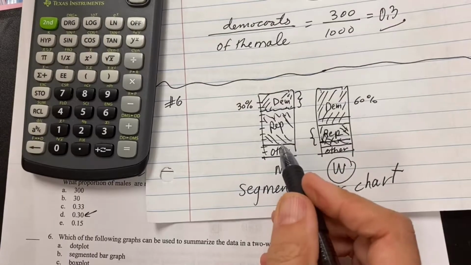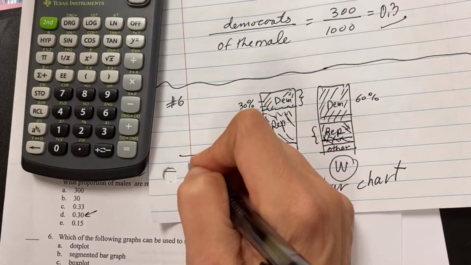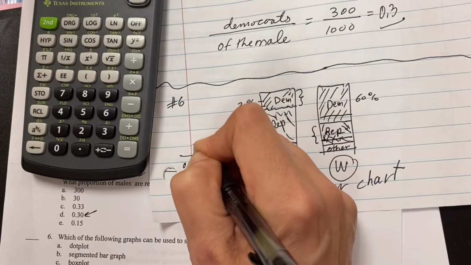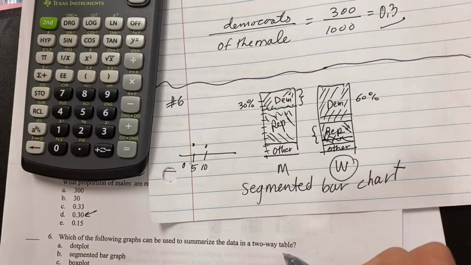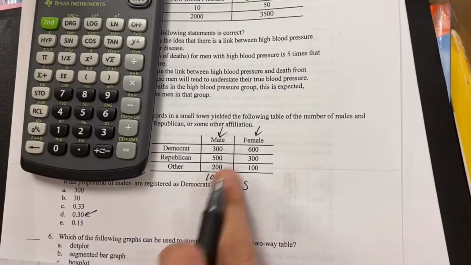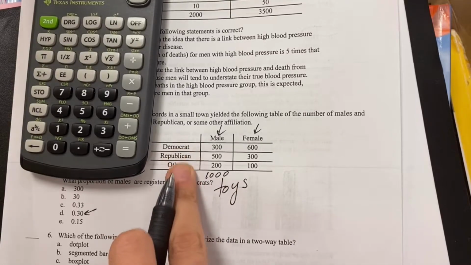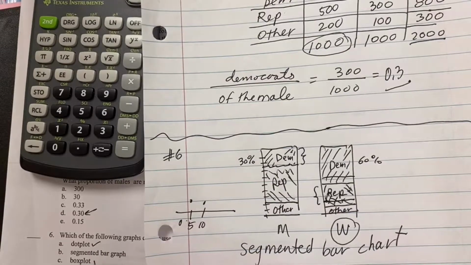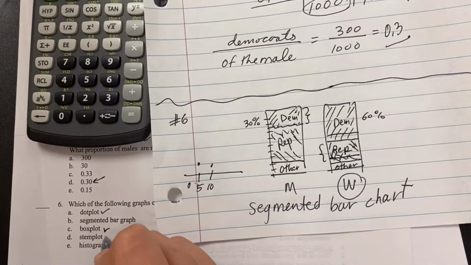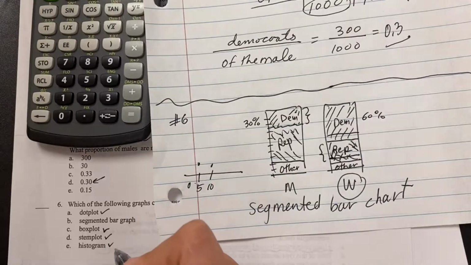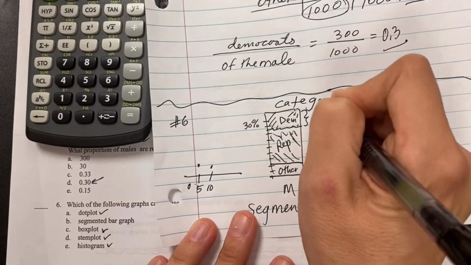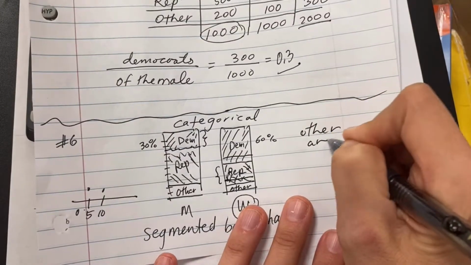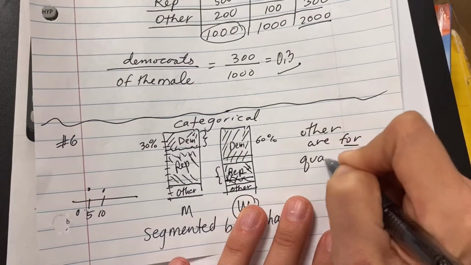Okay. Well, why can't we do a dot plot? Well, the dot plot would have like zero. That was like our homework question. How many hours of homework did you do? And I made a dot plot. I don't have numbers down here. I'm not going to make 500. See how that doesn't make sense? I'm making dots on Democrat, Republican, other. Dot plots are for quantitative data. Box plots are for quantitative data. Stem plots are for quantitative. Histograms are for quantitative. This is categorical data. All right, so the others are for quantitative data.